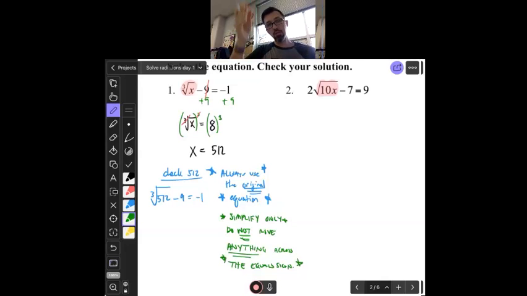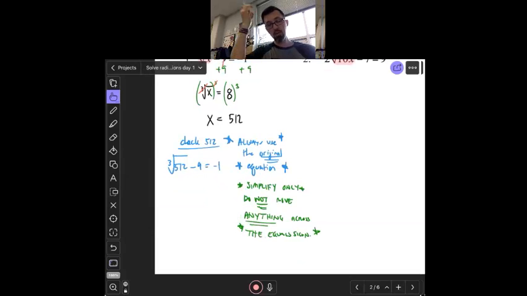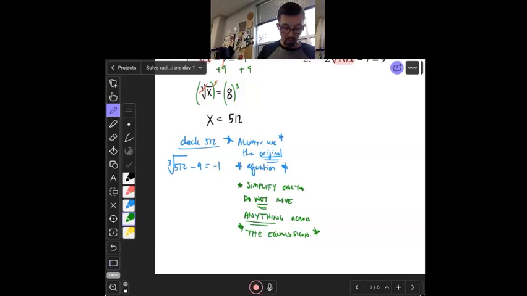That right side better stay -1 the whole way down. You're trying to see, does the left side actually equal -1? That's the question. And do not move anything across. If while you're checking on a quiz you move something across in one step, your whole check is invalid. You have to leave it the way it is. Just simplify. So where do I start?